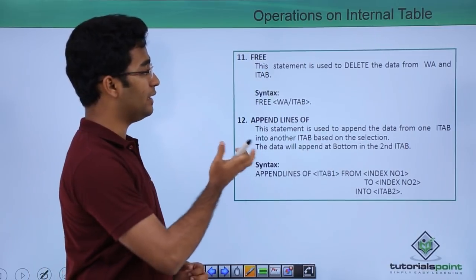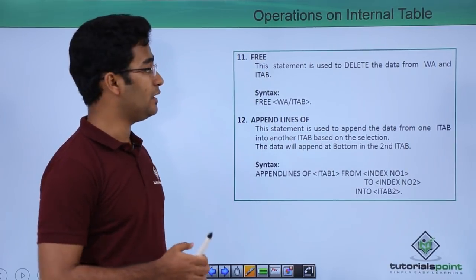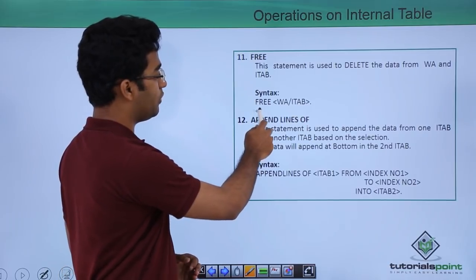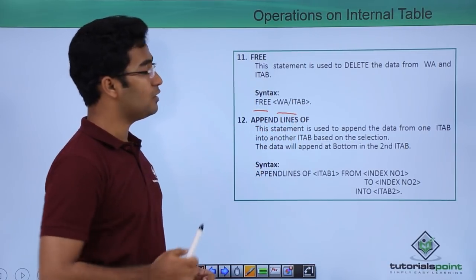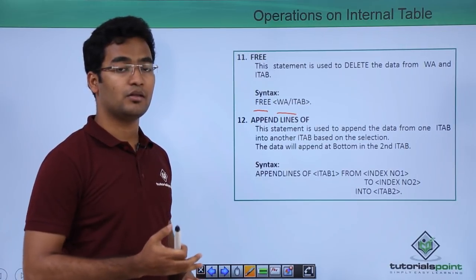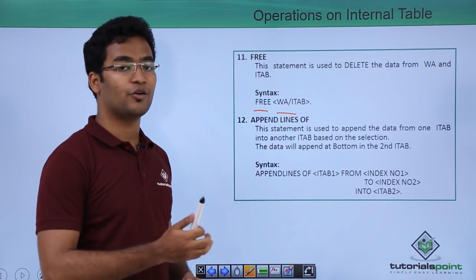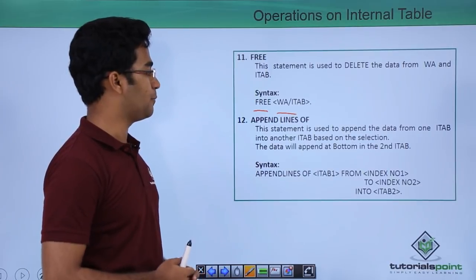And we have this free. Free is used to delete the data from the work area and the internal table. So here we can use free work area or internal table, anything we can use, and moreover using free we can clear the memory spaces that have been used to allocate the internal table or work area.